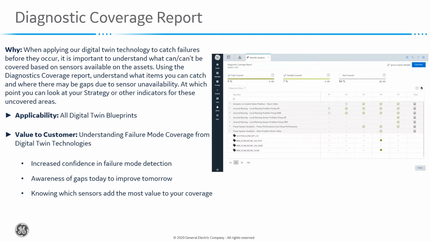And this really leads to looking at the other pieces of the software around health strategy and other things to get better indications of your uncovered areas. This is applicable to any of our solutions using the digital twin blueprints. And the value is really to understand the failure modes that are covered using the twin technologies, to increase confidence in failure mode detection, but also allow for awareness of gaps today to be able to improve tomorrow. And then really knowing which sensors add the most value to your coverage.